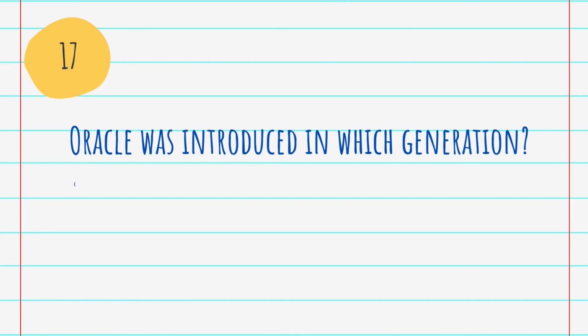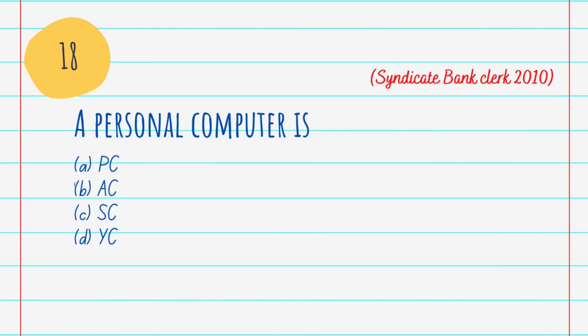Question number 17. Oracle was introduced in which generation? Answer is in 4th generation. Oracle database is a multi-model database management system produced and marketed by Oracle Corporation. It is commonly used for running online transaction processing, data warehousing and mixed database workloads. It may be run on third-party servers as well as on Oracle hardware.